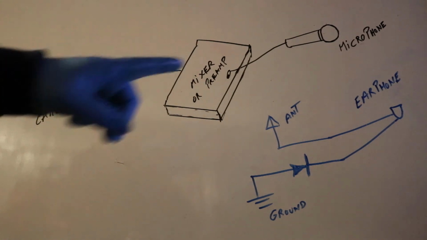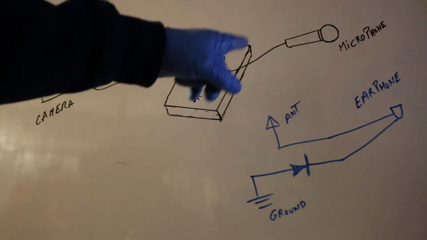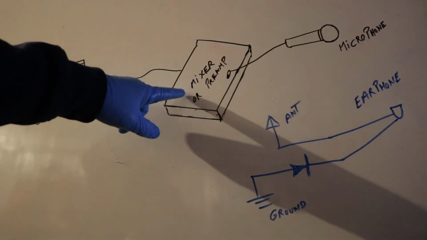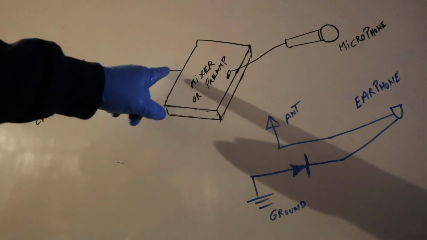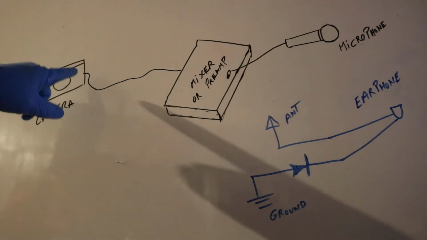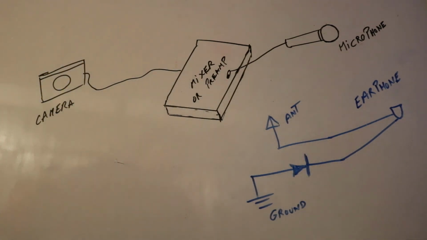So once again, quality of cable from microphone to here, and quality of cable from mixer or preamp or audio interface to your camera is crucial and is very important. You've got to make sure you get the right quality and right wires.